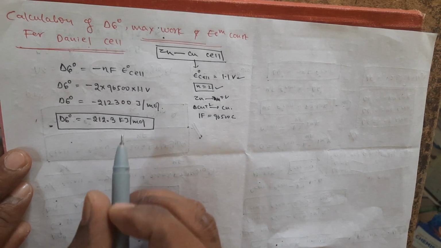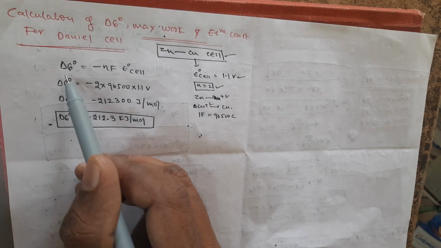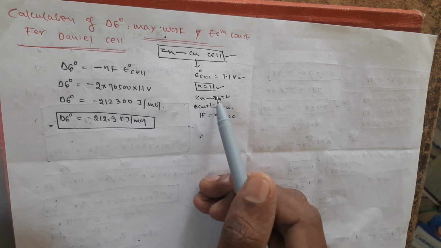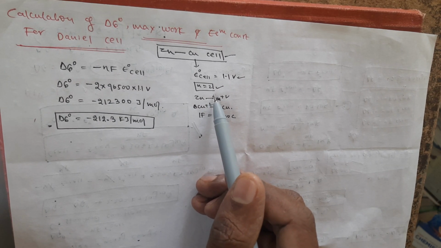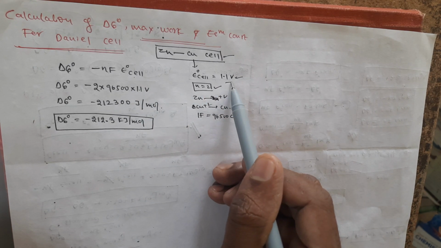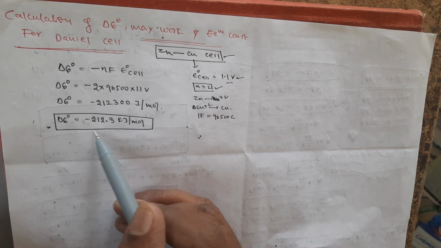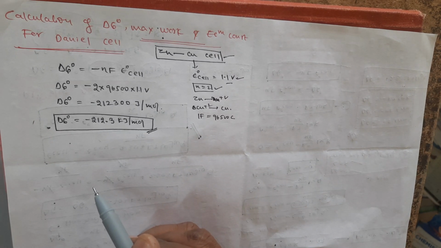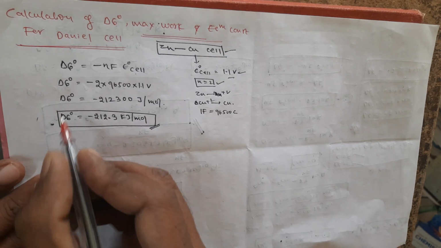Once again, the calculation of delta G naught for Daniell cell. What is the delta G naught formula? Minus nF E naught cell, and n is nothing but the number of electrons changed in the Daniell cell. How many electrons are changed? 2 electrons. And the E naught cell potential value is how much? 1.1 volt experimentally. 1 Faraday is equal to 96,500, and finally delta G naught is equal to minus 212.3 kilojoules per mole. So the first one, delta G naught, is completed.